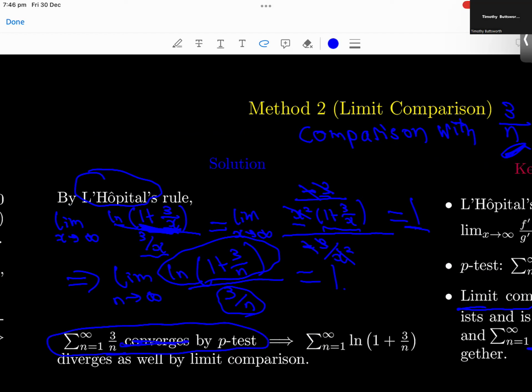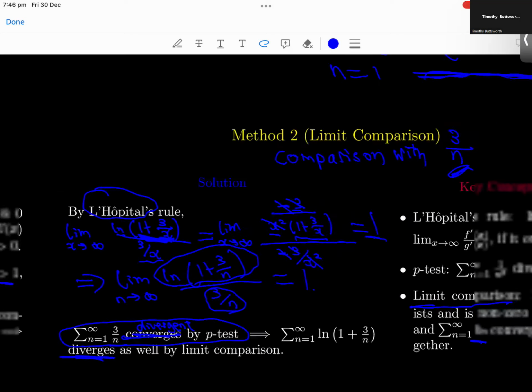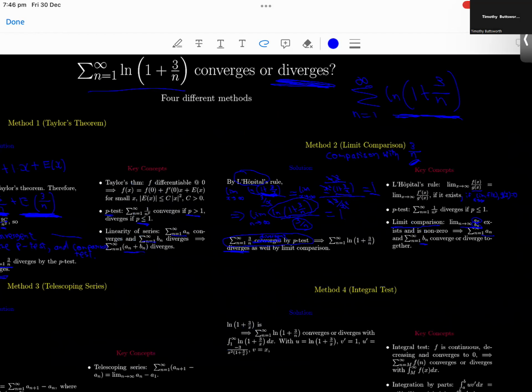Well, I know that the sum from n equals 1 up to infinity of 3 divided by n is divergent, typo there. This is divergent by the p-test, and so therefore, by the limit comparison, the same is true for ln of 1 plus 3 divided by n. So that's great. This sum is again divergent using a different method. All right, that's limit comparison.